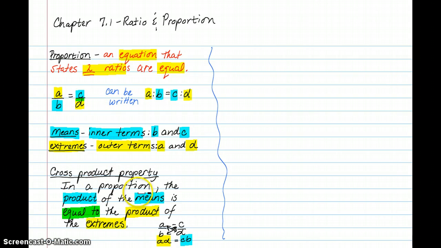The cross product property says that in a proportion, the product, meaning multiplication, of the means, which are the inner terms B and C, will equal the product of the extremes, which are the outer terms. You can see that really well in the way it's written. You will find that they are equal to one another. So that's why we can use cross products to solve proportions.